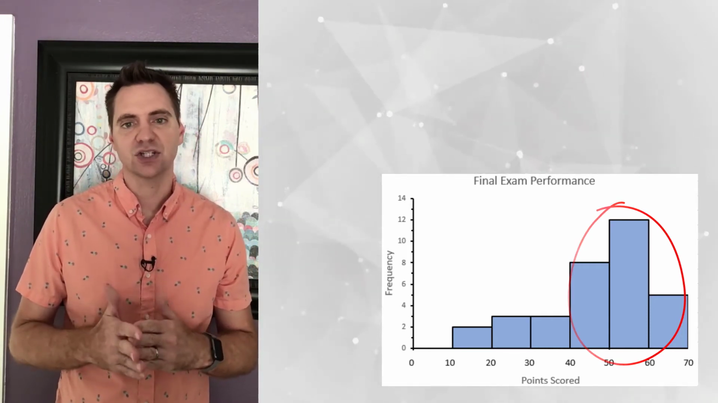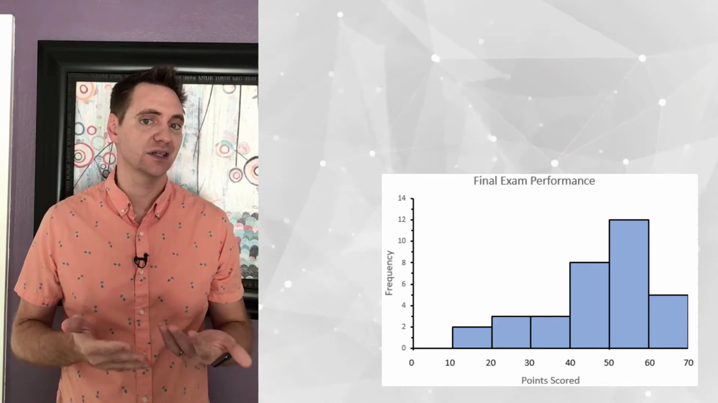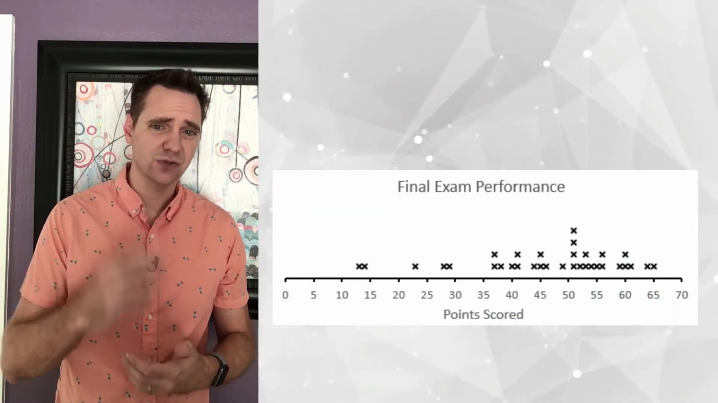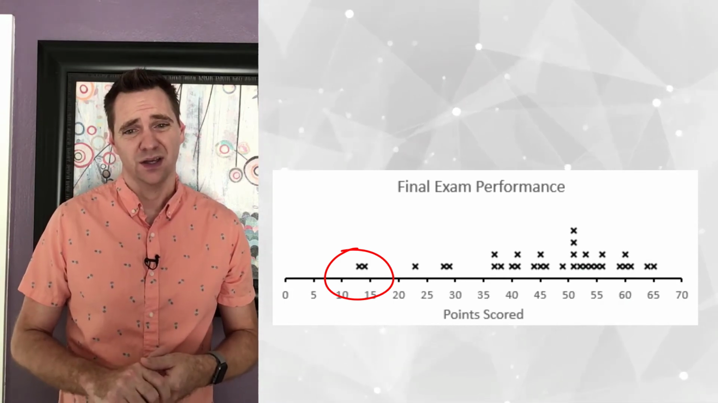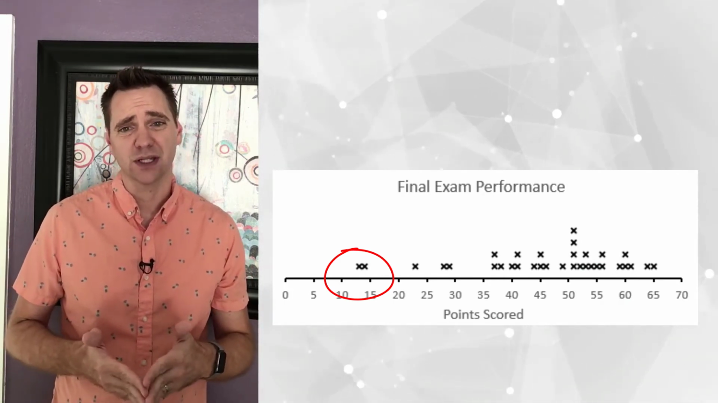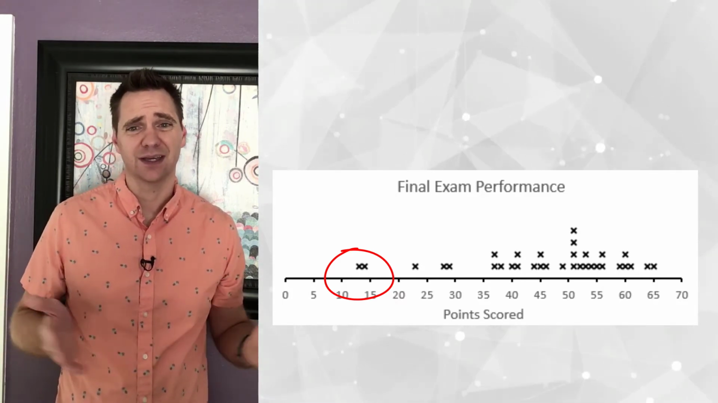I don't see much deviation from the overall pattern in this histogram, but if I do look at the dot plot, I can see that two students scored unusually low. I might also identify the gap where nobody scored between 30 and 37 points, but to be honest, that's not a very big gap, so I might ignore it.